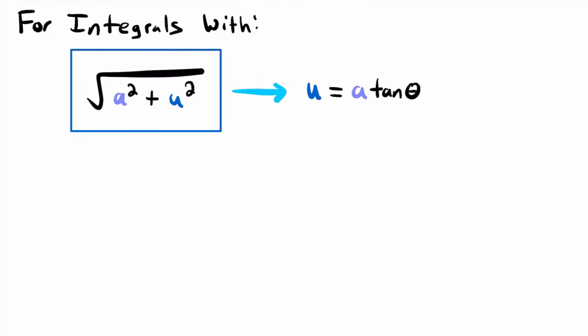Now next up we have our second form. When you have an integral with the square root of a squared plus u squared, you're not going to set u equal to a times sine theta. Instead, you're going to set u equal to a times tangent theta. And once again, this choice for u, for this radical expression, comes from a trigonometric identity.